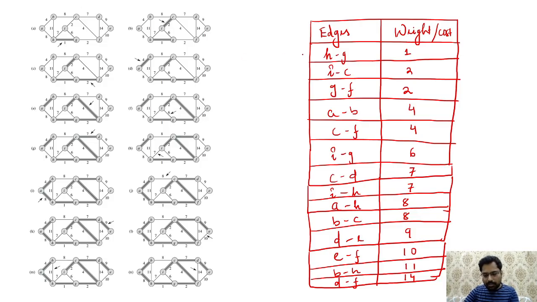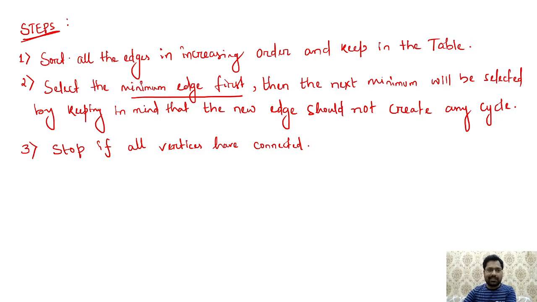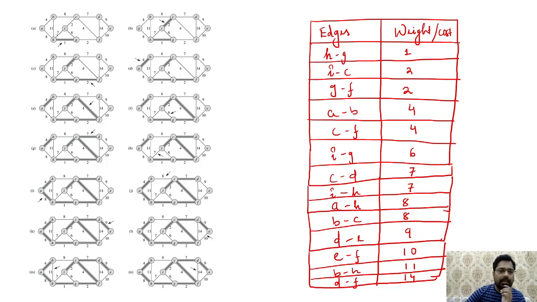As for this, what I told you in the step, it is written sort all the edges in an increasing order. Why? Because if you are keeping an increasing order, the first will be selected. Okay, the minimum will be selected. Now we are going to select minimum. Here, as per the example, we have selected this G2H. Why? Because it is minimum.